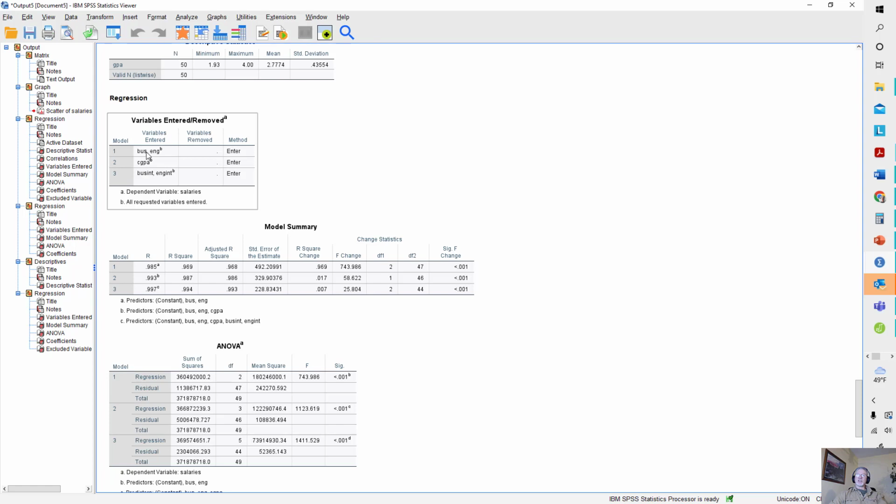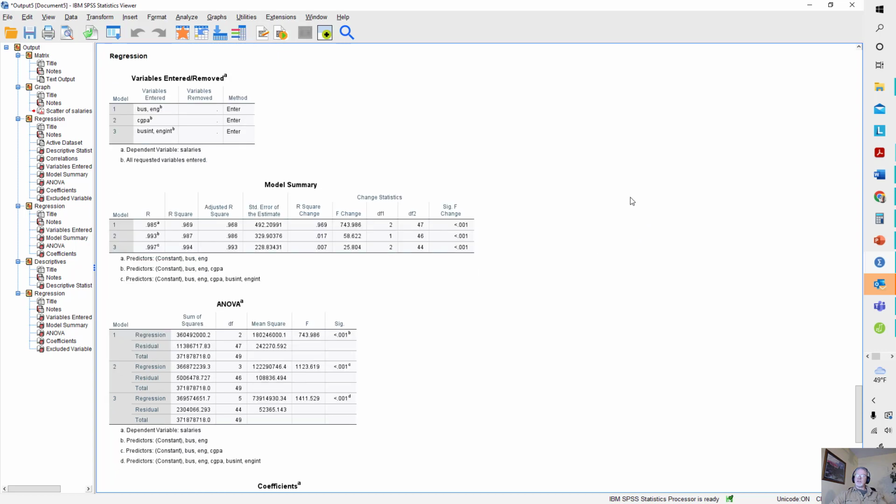Starts off regression, shows me what I entered on each of the 3 steps, 1, 2, 3, to get 3 models. The first model is accounting for 97% of the variance, and it comes about from having a hypothetical and small data set. So that's significant, an F of 743 with 2 and 47 degrees of freedom, highly significant. GPA is then accounting for 1.7% of the variance and is significant.